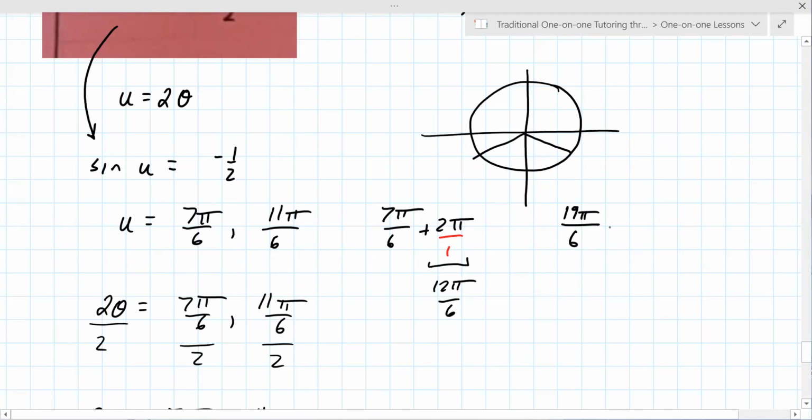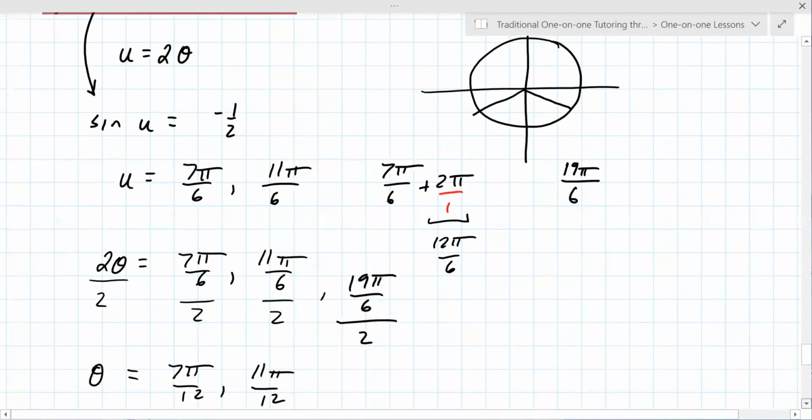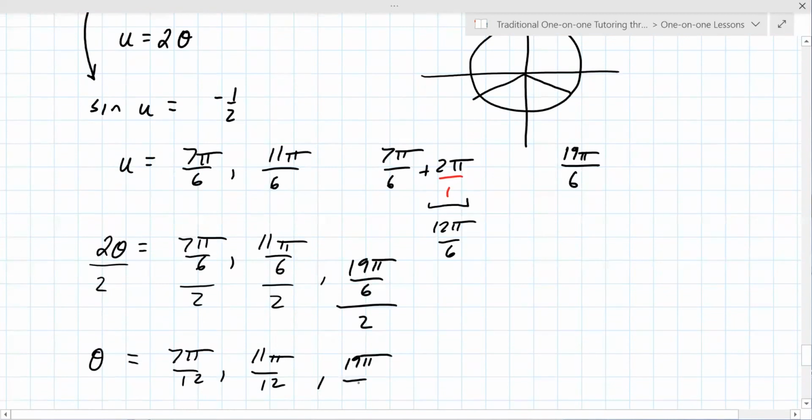So when you divide this by 2, you end up getting, let me add this to the list here, 19 pi over 6 divided by 2. You end up getting 19 pi over 12. And that's okay. Maybe you're wondering, how do you know if that's okay or not? Well, that's why these are so much more complicated. Yeah, it's 0 and pi if you go left.